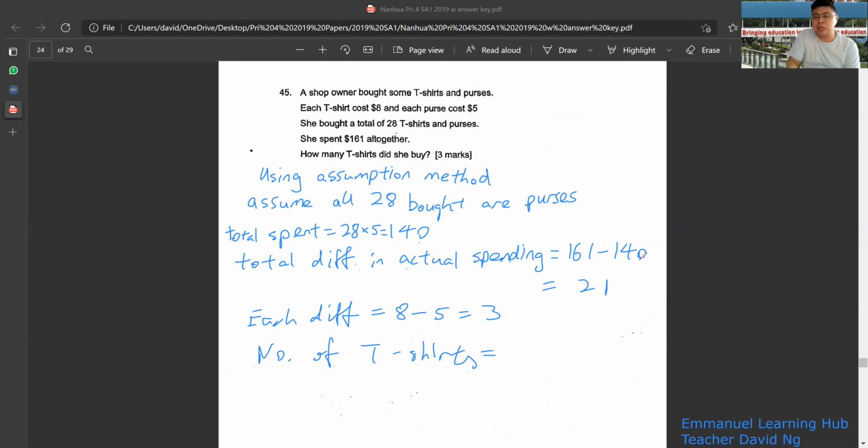So total difference in the actual spending is 21. Each difference is 3. So number of shirts will be 21 divided by 3. 21. Oh, you know why? Yes. Then why couldn't you tell me the answer just now?